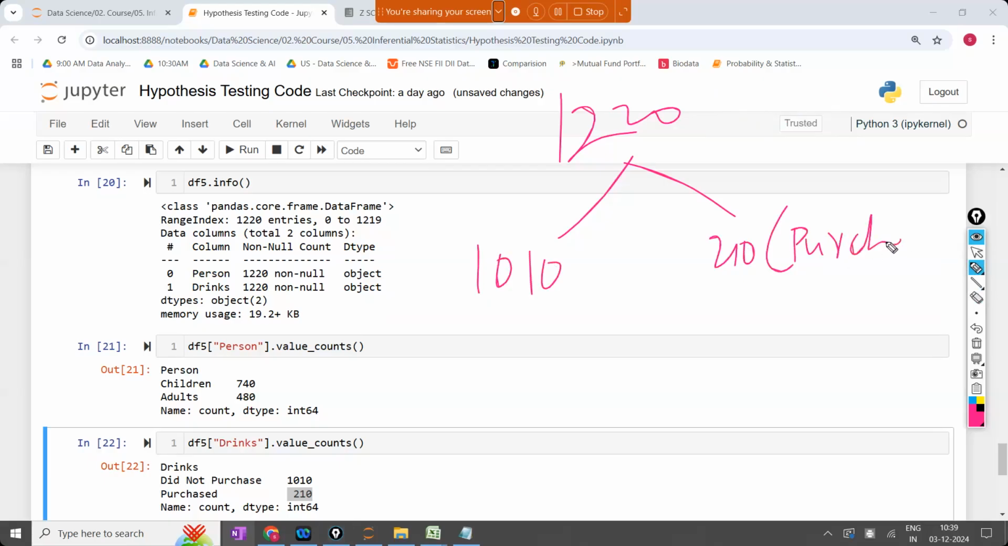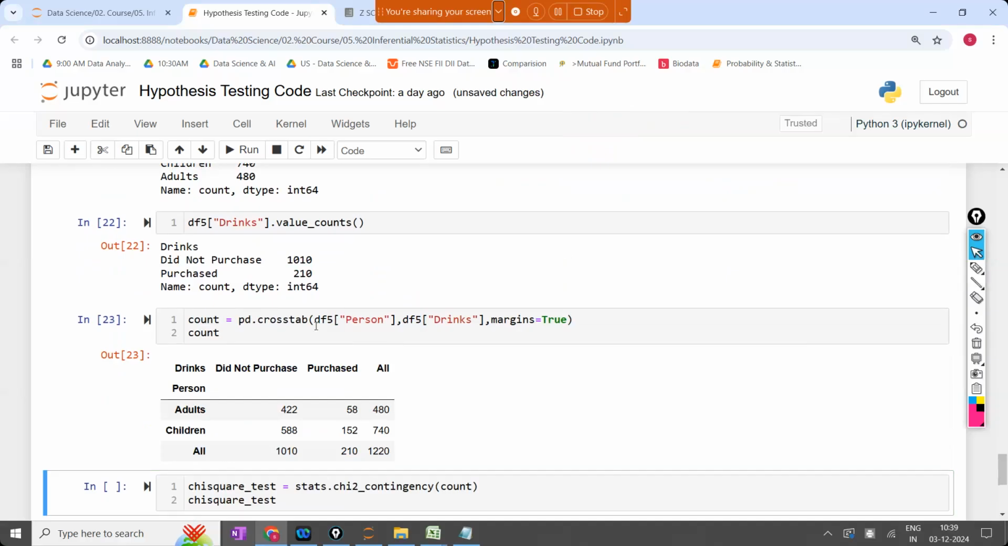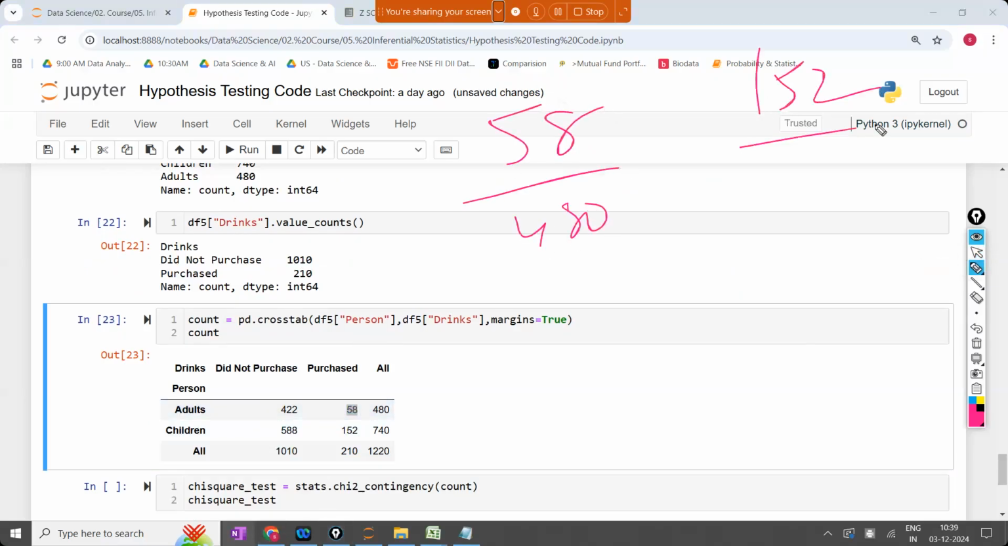Okay. Now my requirement is here. Within the 210 people who purchased, how many are adults and how many are children? That is the question: whether the ratios are the same or not. The non-purchasers we will forget. That is the question. So here I'm going to apply the cross tab. When you have two discrete variables, we apply the cross tab. Within the adults, how many people purchased? 58 people out of 480. And 152 people out of 740. Whether both are the same or not, that is the question.